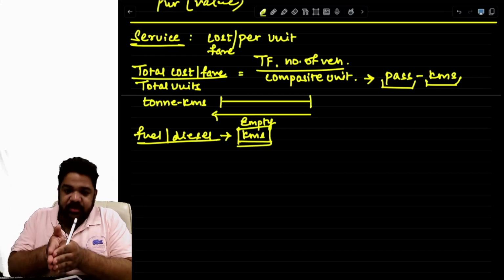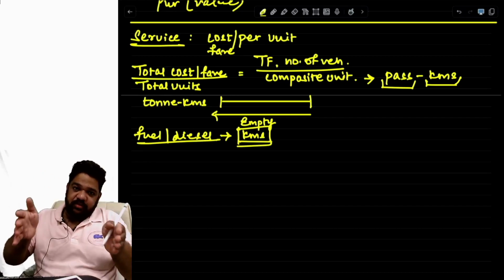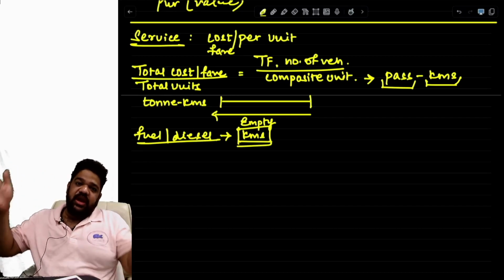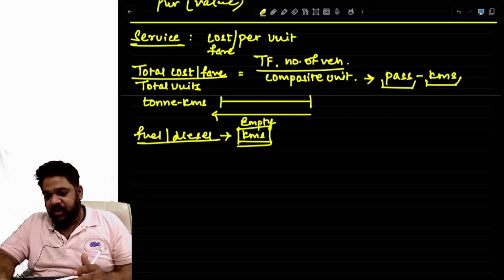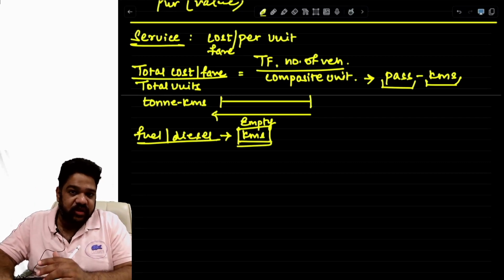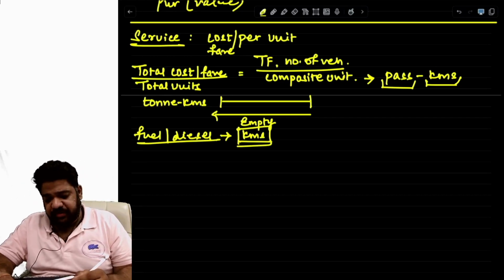Go from extreme micro. How much for a one-way trip? How much for a round trip? How much for a day? How much for a month? How much for a year? That way you'll never have a mistake in your calculation. So that is one thing that you'll have to keep in mind.